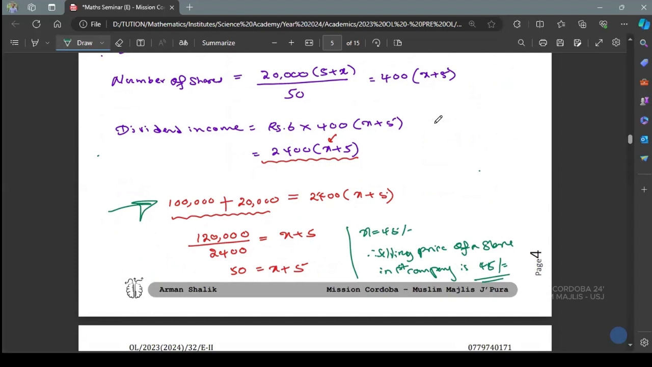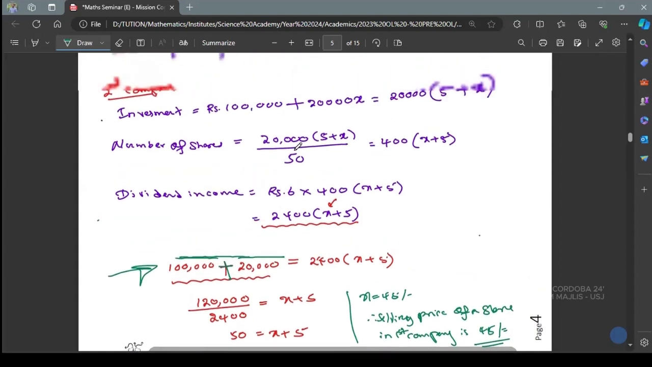So if you receive 100,000 from the first company, and in the second company you have to receive 20,000 rupees more than that, now you have to add that 20,000 rupees and do the calculation. So this is the amount you receive from the first company. You are going to add that with 20,000 rupees extra. Why? They say that you earn 20,000 rupees extra in the second company than the first one. So this is the dividend income value, the real value.